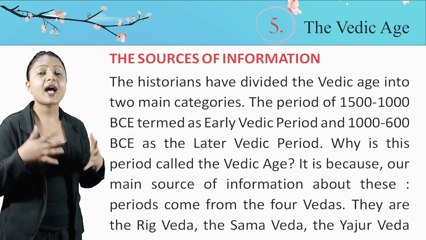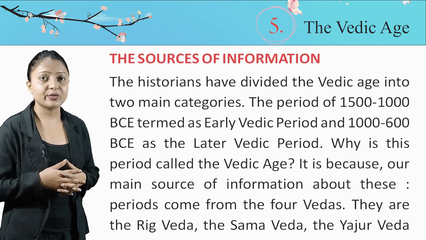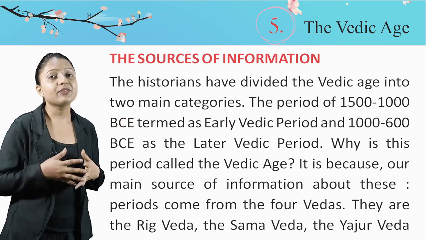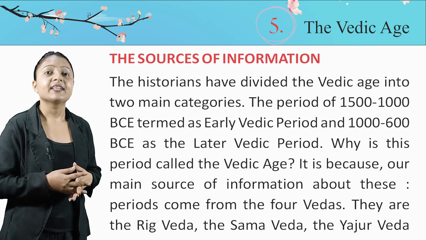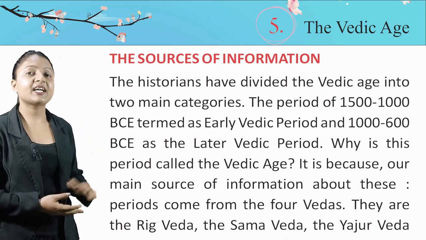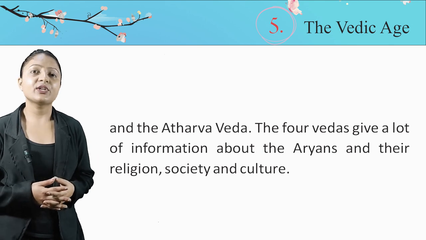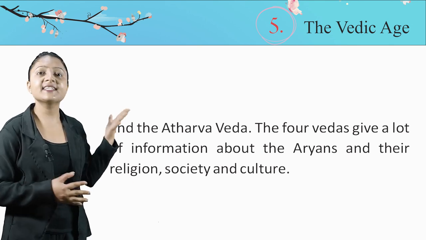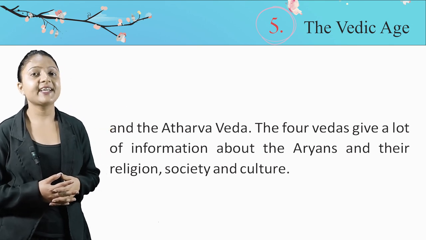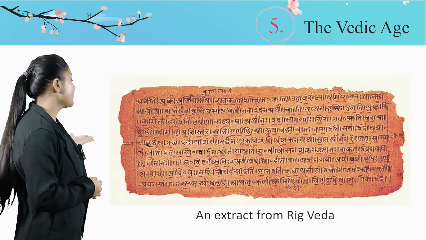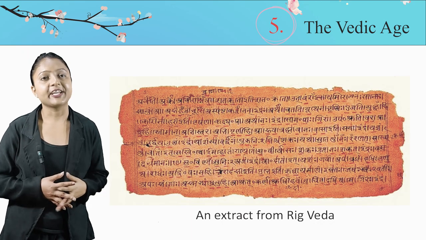It is because our main sources of information about these periods come from the four Vedas. They were the Rig Veda, the Sam Veda, the Yajur Veda, and the Atharva Veda. The four Vedas give a lot of information about the Aryans and their religion, society, and culture. This is the image of an extract from Rig Veda.